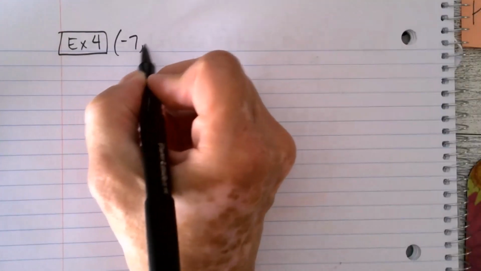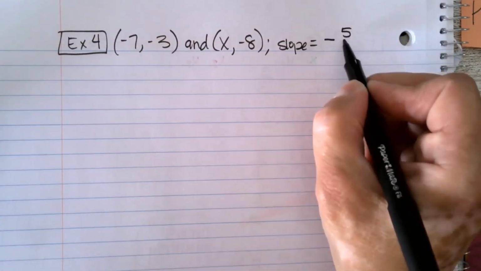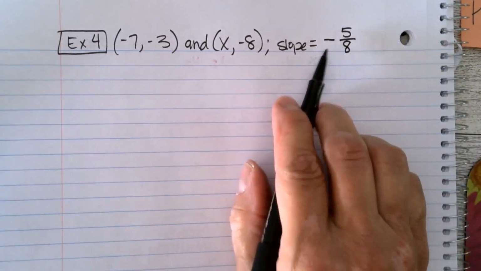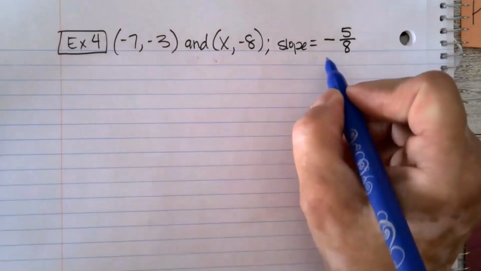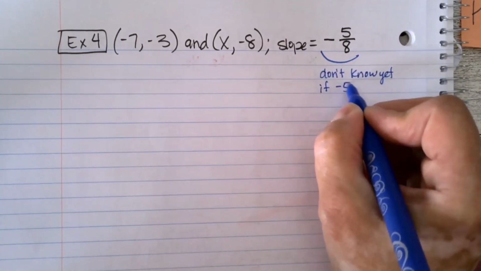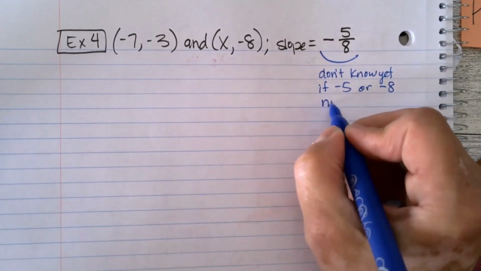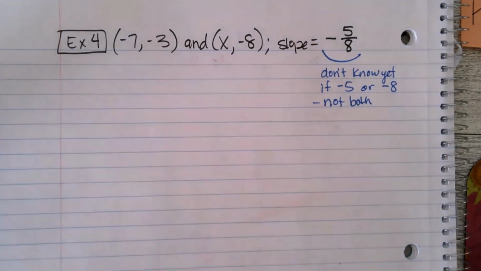Negative 7, negative 3, x, negative 8. It's going to be a negative slope. When they print it, they put that minus sign out in front. That causes a little bit of a problem, and I'm going to show you how we're going to deal with it. The reason that's a problem is because you don't know yet if it's negative 5 or if it's negative 8. But we know that it's not both. Because the fraction is negative, that means only one of those numbers is negative. When they put the negative sign outside, you don't know which one was negative. We'll figure that out as we start doing this.